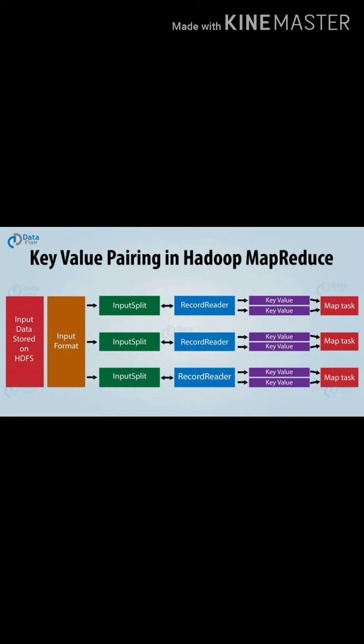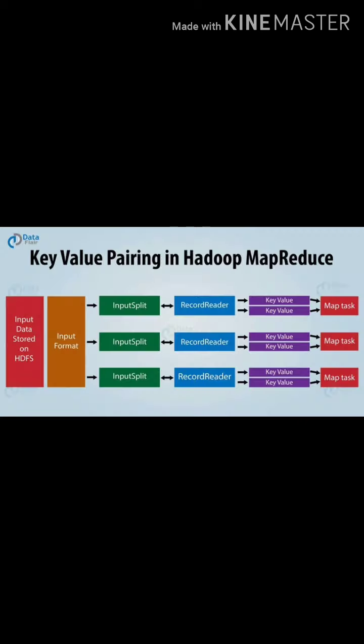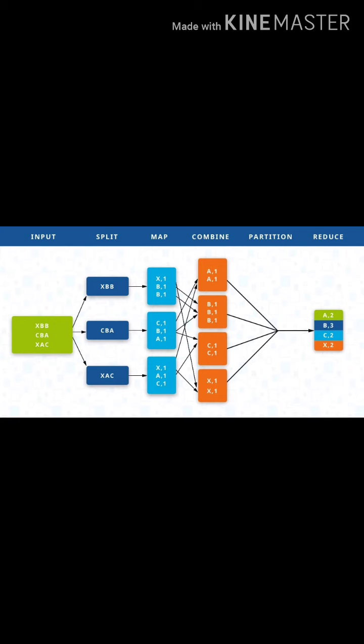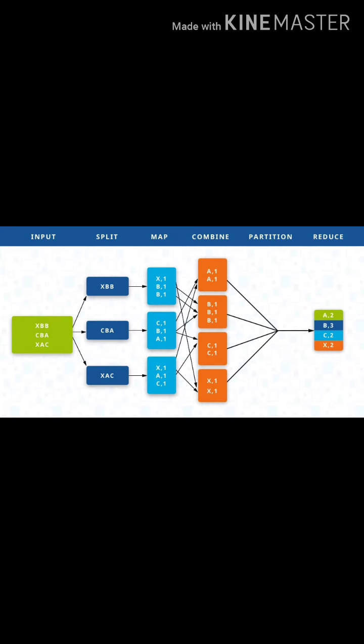MapReduce facilitates concurrent processing by splitting petabytes of data into smaller chunks and processing them in parallel on Hadoop commodity servers. In the end, it aggregates all the data from multiple servers to return a consolidated output back to the application. With MapReduce, rather than sending data to where the application or logic resides, the logic is executed on the server where the data already resides, to expedite the processing.